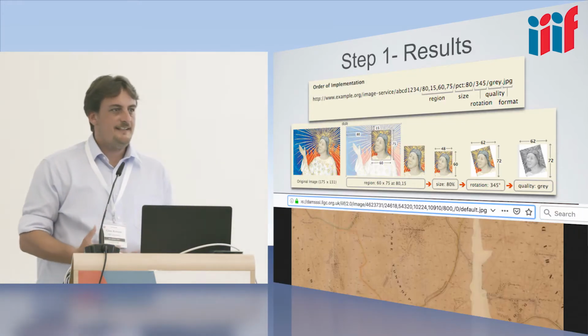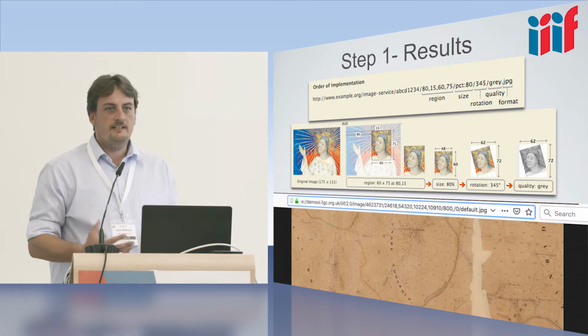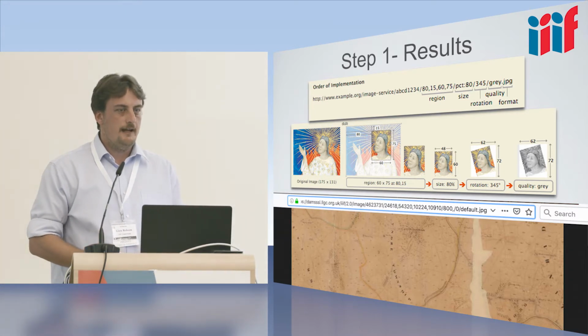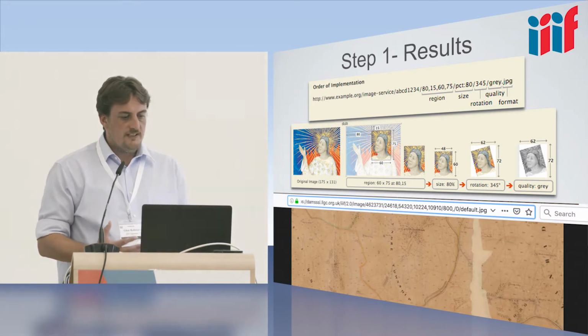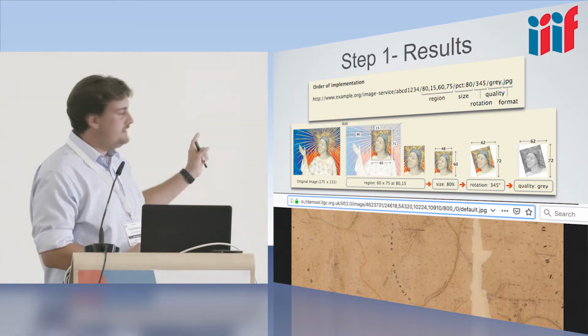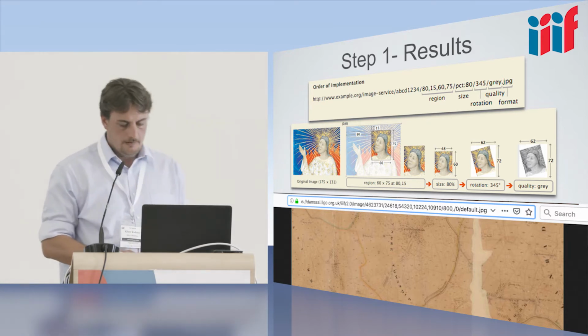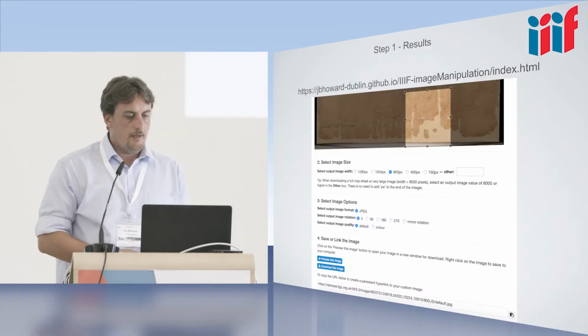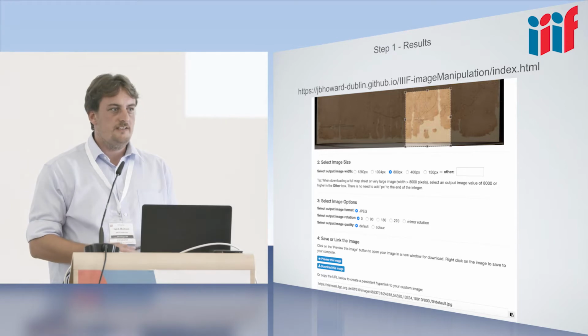So once you've implemented this image server, you've reached step one. You've implemented the Image API. It gives you this rotation, this cropping. It allows you to show it in a simple zooming viewer. It allows you to use this cropping tool from University College Dublin.